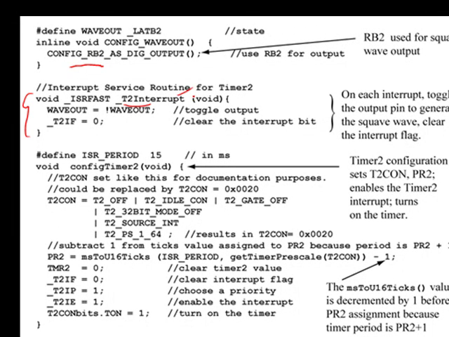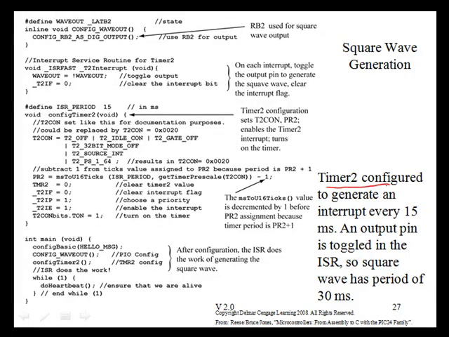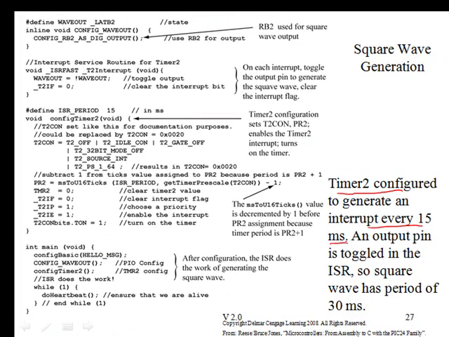And every time this is called, which is going to be called every 15 milliseconds, every time the timer 2 interrupt flag is set, what we're going to do is take this output, which we're going to call via a macro called WAVE_OUT, which is going to be equivalent to _LATB2, and we're going to toggle it. That means that every 15 milliseconds, this output is going to go from 1 to 0 and back to 1, generating a square wave. We're also going to clear the timer 2 interrupt flag in this ISR, as we do for all interrupts. So in order for this to work, we need to configure timer 2 to generate an interrupt every 15 milliseconds.